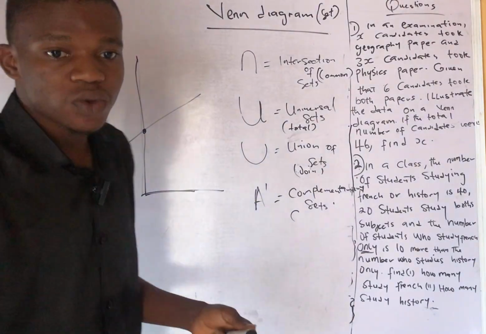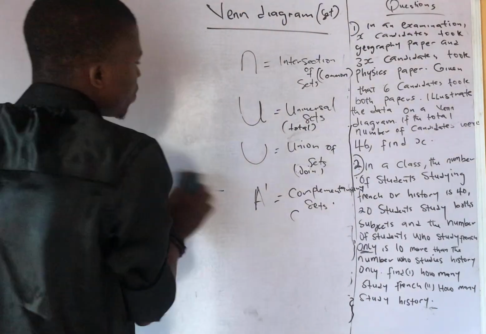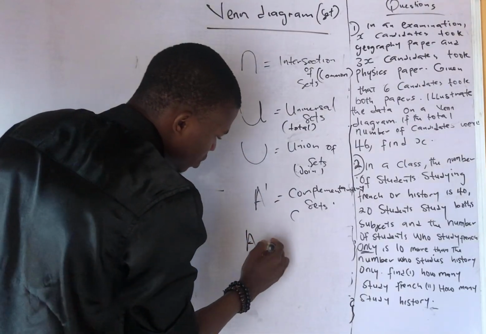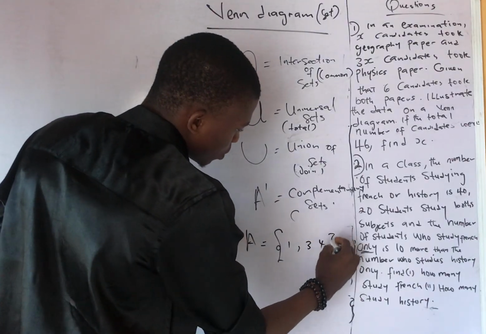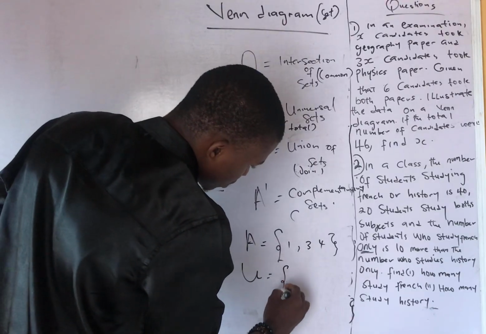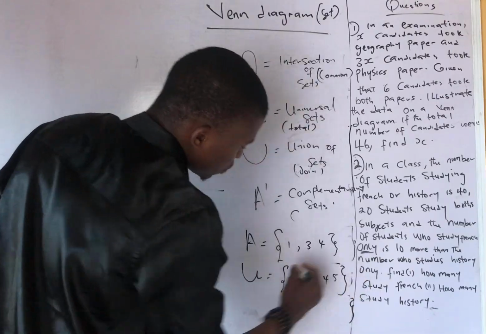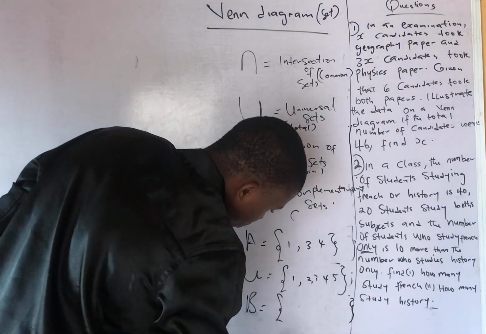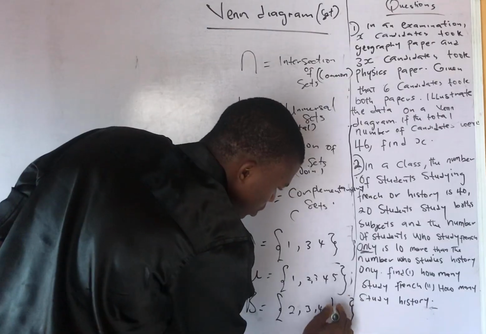Now let's do some examples. Looking at it now, maybe you will be asked something like this: A intercept B. This is the element of A. So we have 1, 3, and 4. Let me put the universal set here. The universal set is actually 1, 2, 3, 4, 5. This is the universal set. For the element of set B, we have 2, 3, 4.